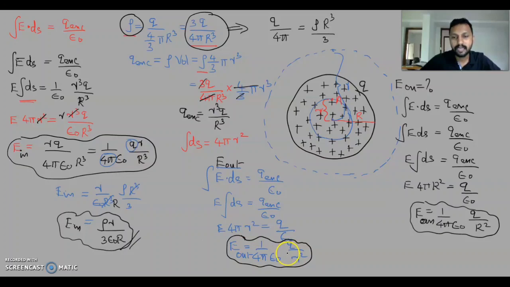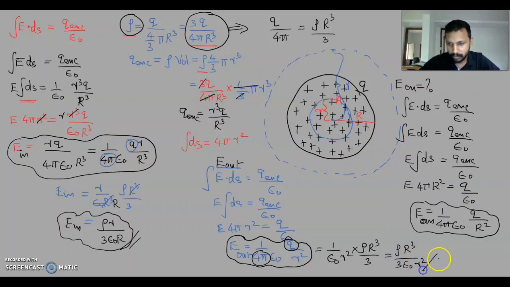Then electric field intensity outside, this could be also rearranged by substituting q by 4 pi as rho R cube by 3. Therefore, remaining is 1 by epsilon 0 small r square into, instead of this q by 4 pi, we could write rho R cube divided by 3. Then ultimately we are getting rho R cube divided by 3 epsilon 0 small r square. This is the expression for electric field intensity outside.